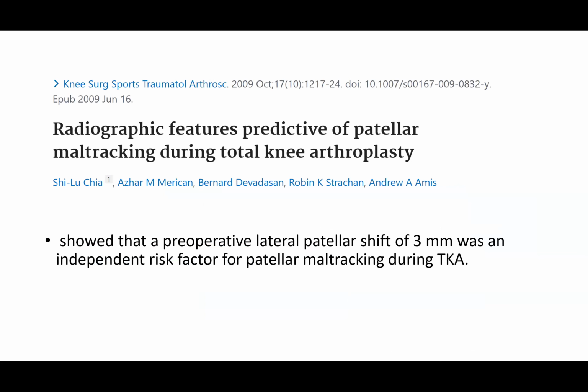This article by Shiruchia et al. showed that the preoperative lateral patellar shift of 3 mm or more is an independent risk factor for patellar maltracking during TKA.